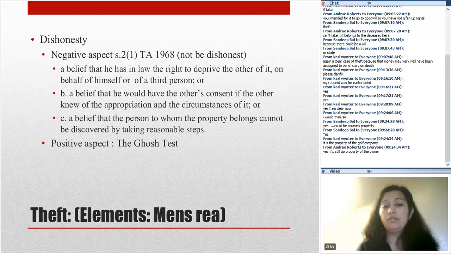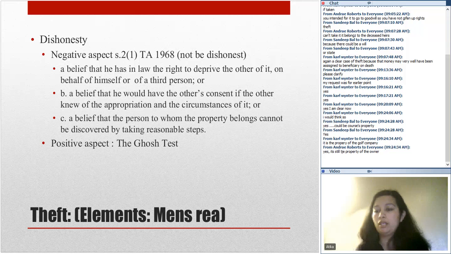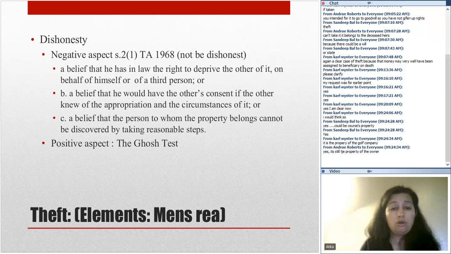I believe that he would have the other's consent if the other knew of the appropriation and circumstances of it. So we have a mutual understanding that we live in the same house, and I've bought the fire extinguisher, and if there's a fire coming out of the stove, then my roommate knows to use the fire extinguisher to extinguish the fire. Okay, that's what they're talking about. If you knew that there's going to be consent. So as you know, if it's going to be consent, it's not going to be theft.